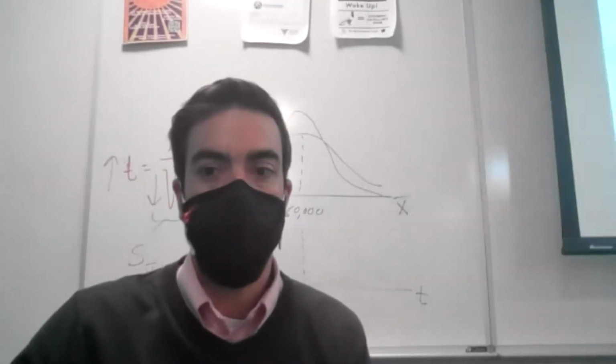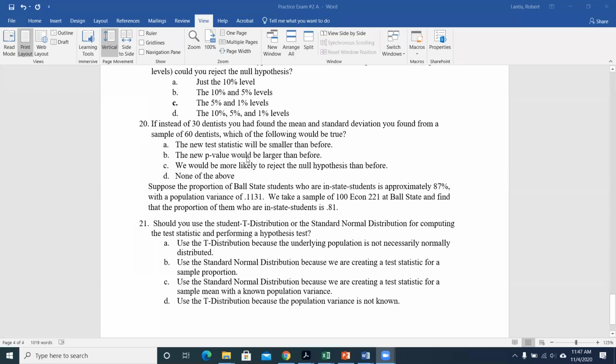So if I look at these possible answers: the new test statistic will be smaller. Here, I'll actually change the language to have the phrase "in absolute value." If it's negative, smaller would mean getting closer to 0, even though it would actually be greater, because we're dealing with negative values. So that's not true. We just said that it's going to be larger in absolute value.